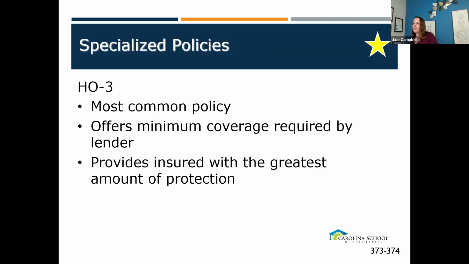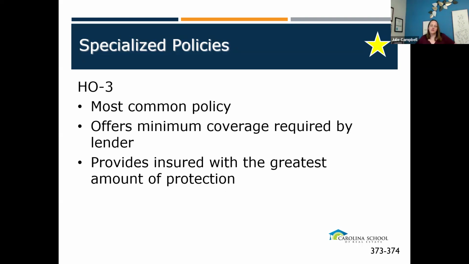The HO3 is the most common policy. This is the one where the lender just won't let you get any policy. They want a certain level of coverage. So the lender has to approve the policy. Once you decide who you want to use, Jake from State Farm, then the lender has to approve it. And most of these HO3 policies will have the lender's minimum coverage.